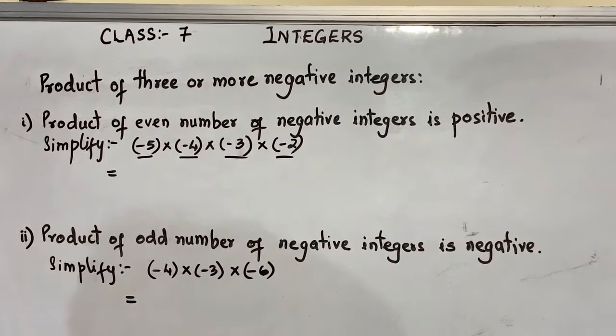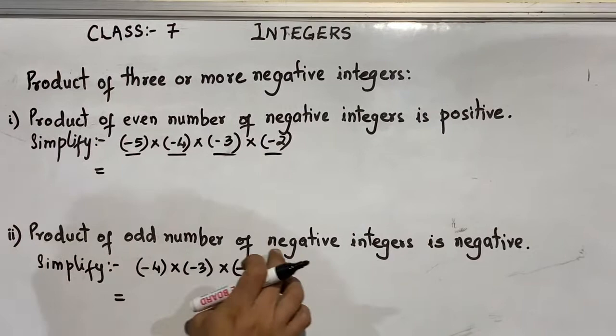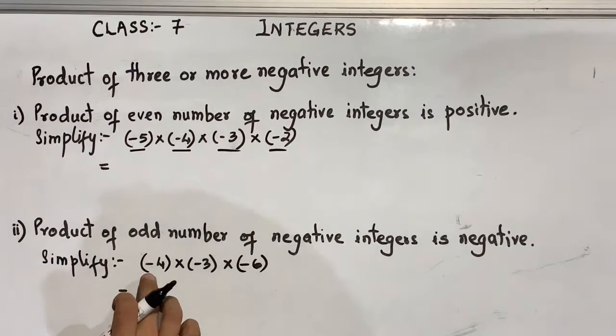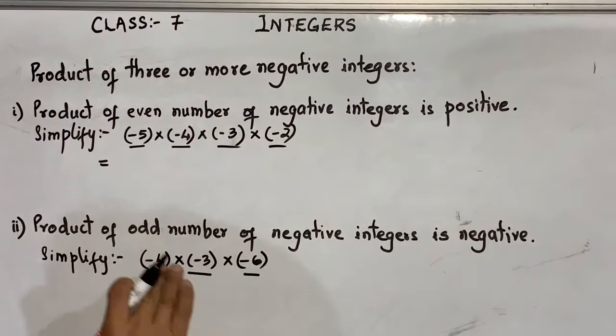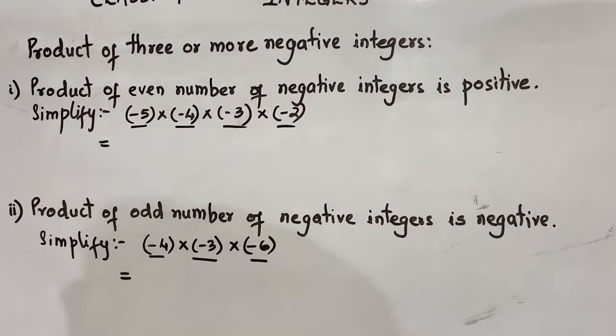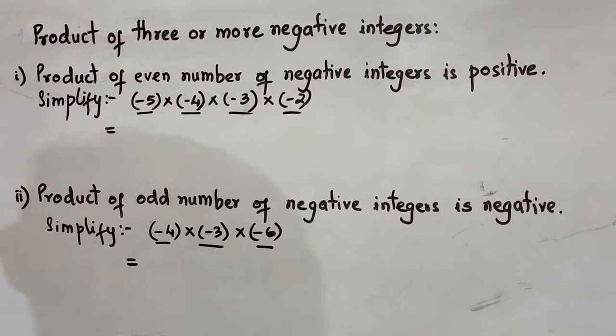The same, the product of an odd number of negative integers. If the number of negative integers is odd, then the product will be always negative.